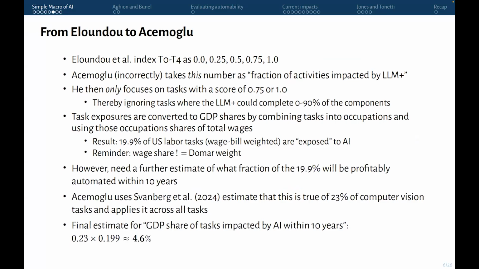And then we need a further estimate of what fraction of these 20% that are automatable are profitably automated within 10 years. Acemoglu uses this Svanberg et al. estimate that 23% of computer vision tasks which were automatable would be cost effectively automatable, multiplies those numbers and gets 4.6%. The important thing to keep in mind is that this Svanberg et al. paper was talking about, A, just computer vision tasks, not even large language model tasks, and B, talking about them at their current costs as of the writing of the paper.